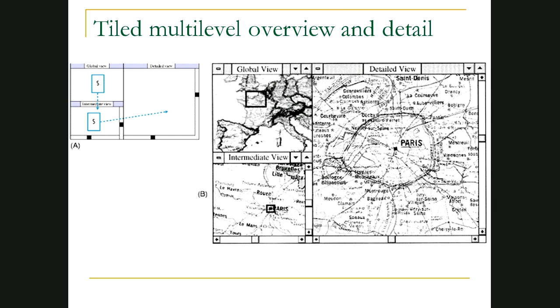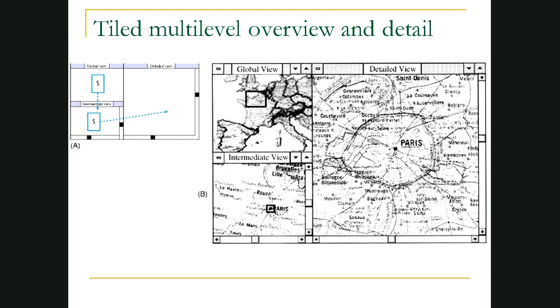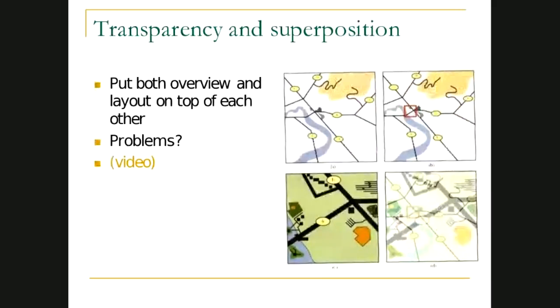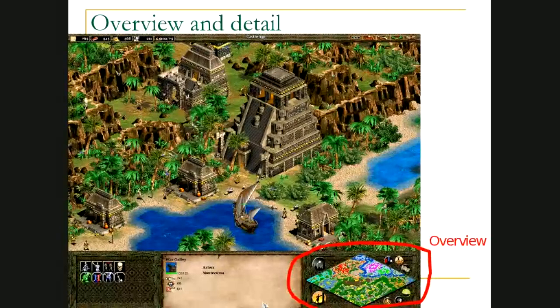I'm done with that. Now, what if there's too much data even for the overview? Or maybe the other question is, how can I have a better overview? If I go back to this, notice how here I have a lot of red dots on top of each other. There may be two people close to each other and there are two red dots, but they're so close they show up as one. And I won't be able to count them.